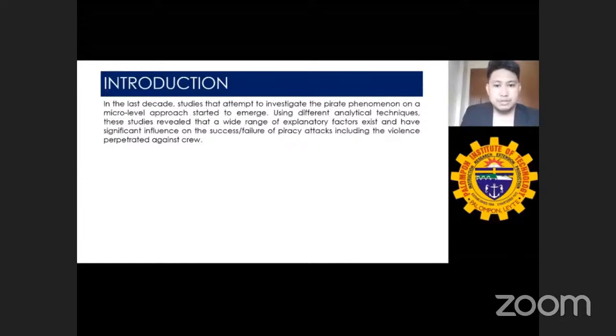A micro-level approach started to emerge. Using different analytical techniques, these studies revealed that a wide range of explanatory factors exist and have significant influence on the success or failure of piracy attacks, including the violence perpetrated against crew.